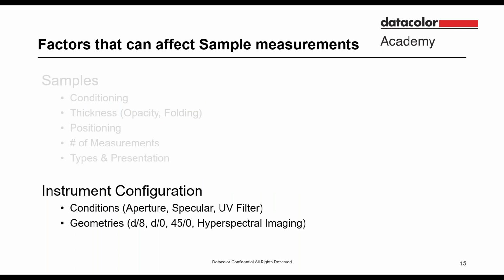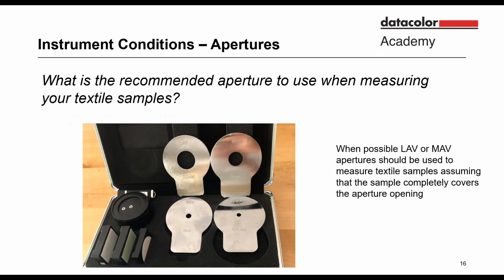So we covered, in general, recommendations for sample measurement. Let's talk about how important it is to maintain a consistent instrument configuration when we are exchanging a color across a supply chain. It is important to control these aspects, and we are going to go over them.